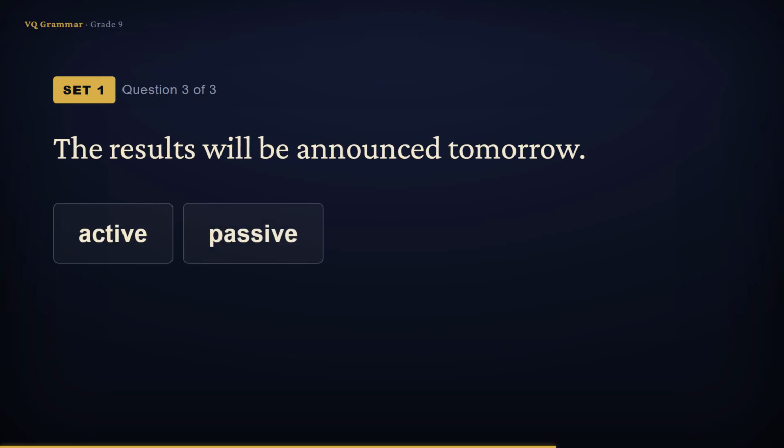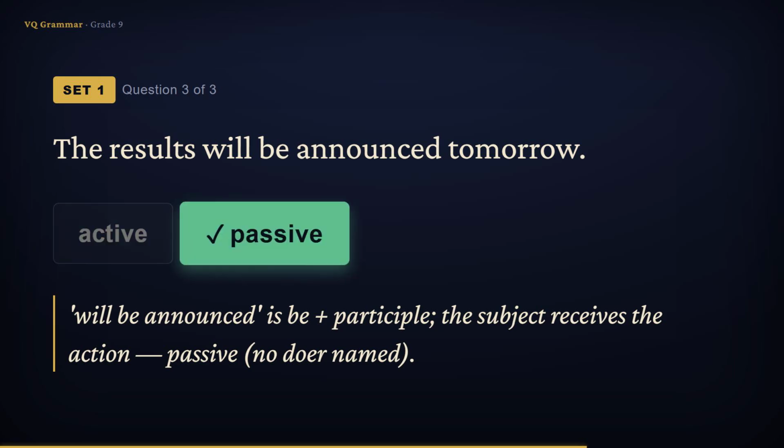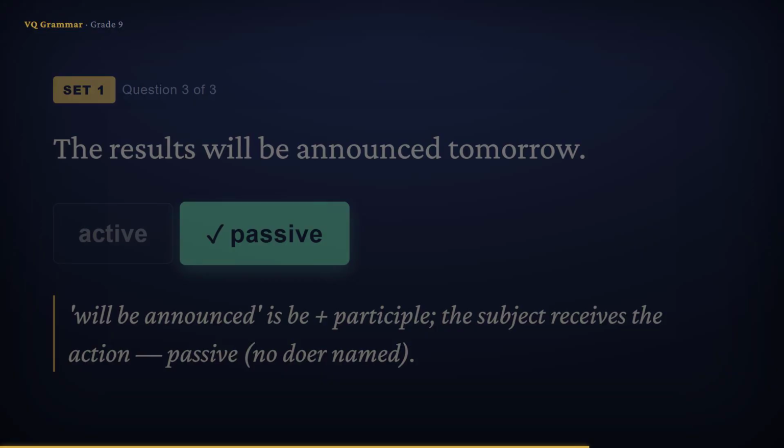The results will be announced tomorrow. The verb is will be announced. There's a form of be itself, joined to the past participle announced. The subject, the results, isn't doing anything. The announcing is being done to them. Notice the doer isn't even named here, which is perfectly normal for the passive. So this sentence is passive.